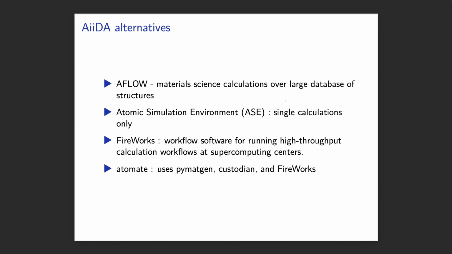There's the software called Fireworks, which is actually workflow software. It's a general workflow software for running high throughput calculation workflows at supercomputing centers. And then there's Automate, which actually uses Fireworks, and also PyMatGen and Custodian. PyMatGen is a material science suite, and Custodian is a job running package. So I will not say that much about these alternatives because I don't know much about them, but I'm just listing them here.